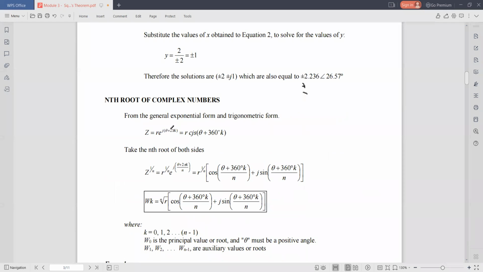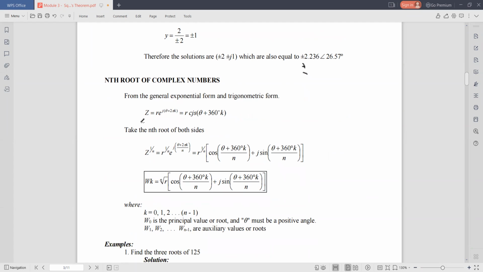Ayan. So ito na. So from the general exponential form and trigonometric form, no? So in the nth root of complex number, we have here the exponential form and the trigonometric form. And so here we have z is equal to r e raised to j multiplied by the angle. This is in radians plus 2 pi k. So your k here is an integer, that is 0, 1, 2, and so on, up to n minus 1. So depende.